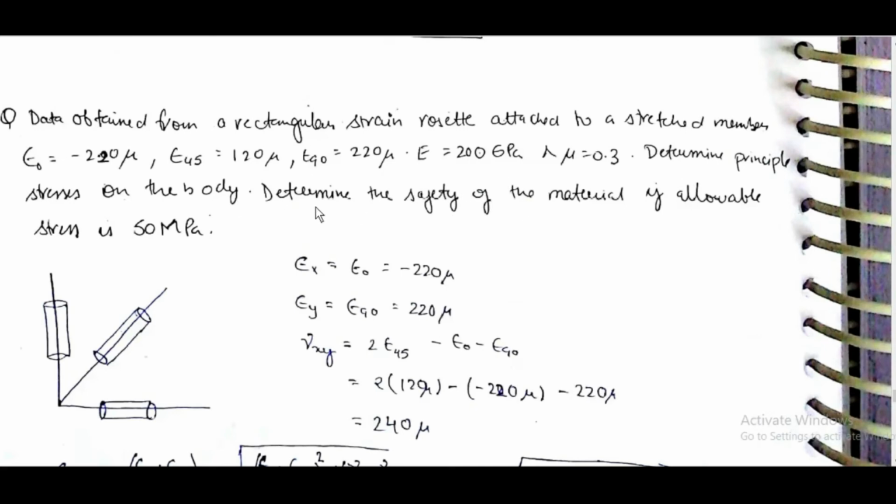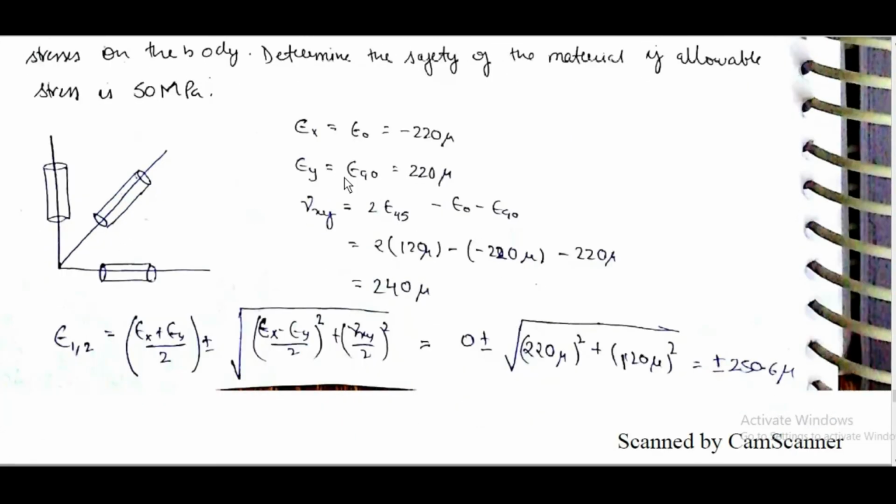Determine principal stresses on the body. The data from the strain gauge on the stretched beam, we will get everything like this. Then determine stresses on the body. Determine the safety of the material if the allowable stress is 50 MPa.